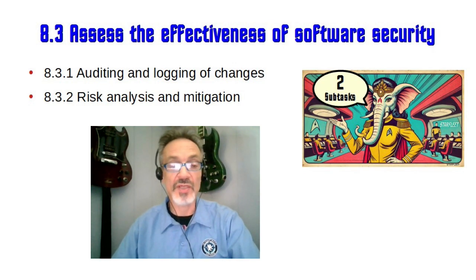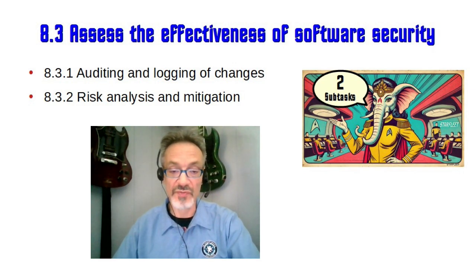We also have 8.3.2 Risk Analysis and Mitigation. In this subtask, we look at how to identify and mitigate risks throughout the software development lifecycle. This includes using risk assessment techniques like threat modeling, implementing risk mitigation strategies during design, and managing risks continuously throughout the software's life. Both subtasks are critical to understanding how to assess the effectiveness of your software security strategies. And as always, if we don't go deep enough, use the prompt at the end.